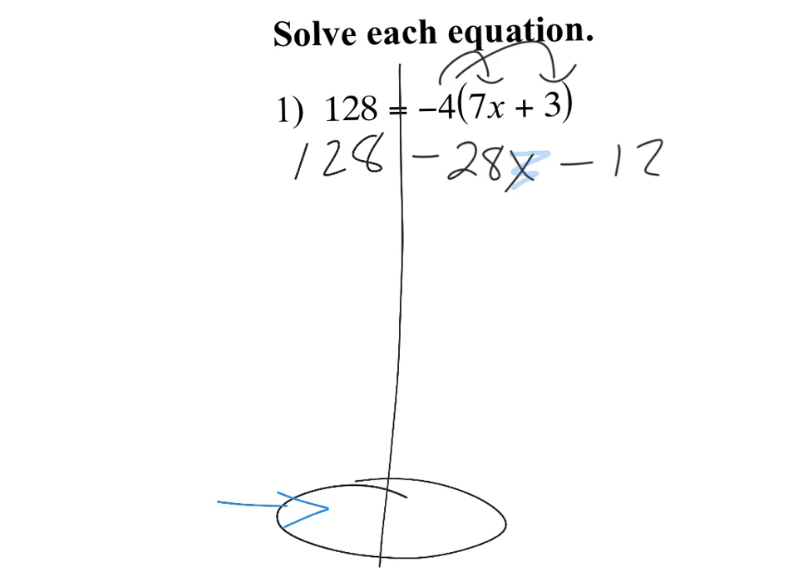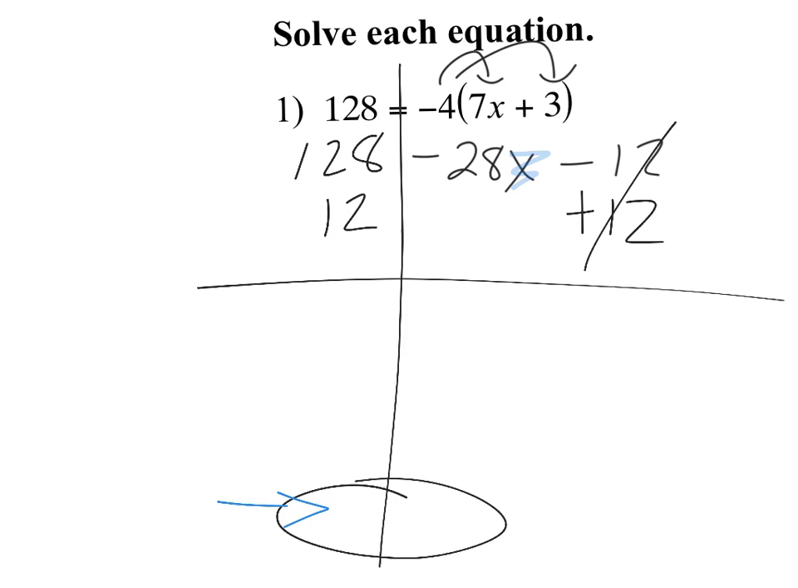And of course, we all know we're going to do that by adding 12. So it's going to cancel. If you add 12 to one side, you're going to add 12 to the other side. So that is going to leave you with 140. And I'm going to bring down that 28x, but I'm getting ready to make a mistake.